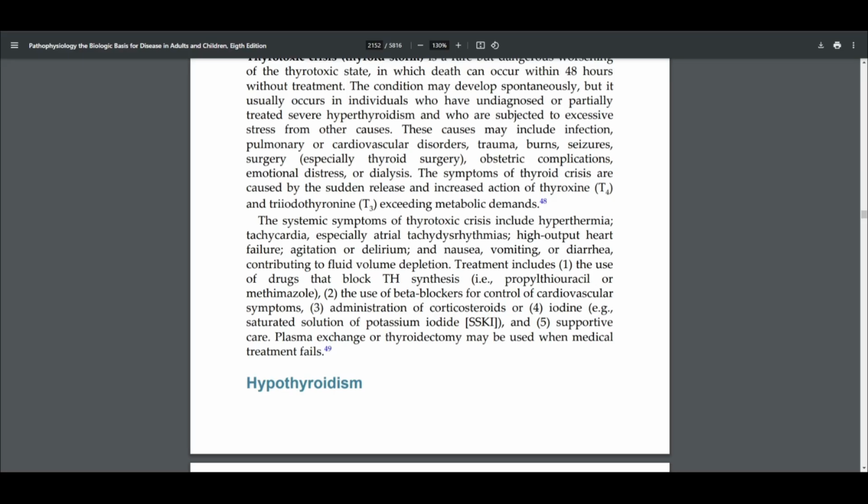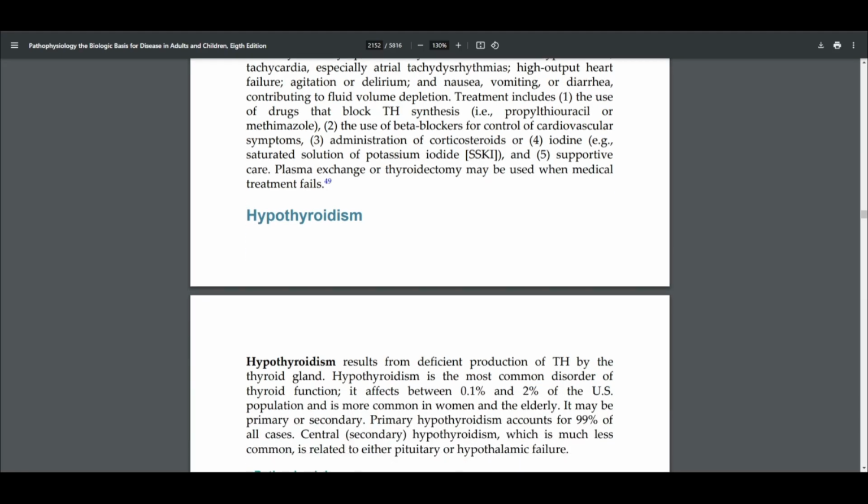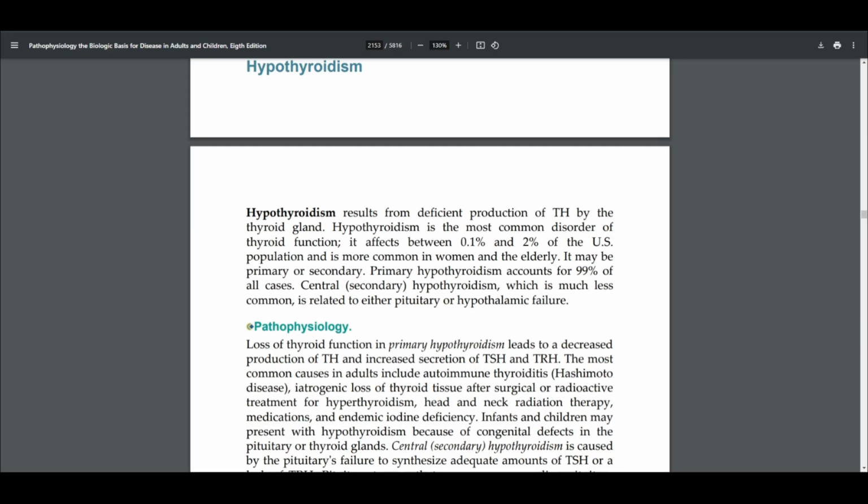Treatment includes the use of drugs that block TH synthesis, propylthiouracil or methimazole, the use of beta blockers for the control of cardiovascular symptoms, administration of corticosteroids or iodine, saturated solution of potassium iodide, and supportive care. Plasma exchange or a thyroidectomy may be used when medical treatment fails. So that was all the hypers. That leads us to the hypos, the low section of hypothyroidism.